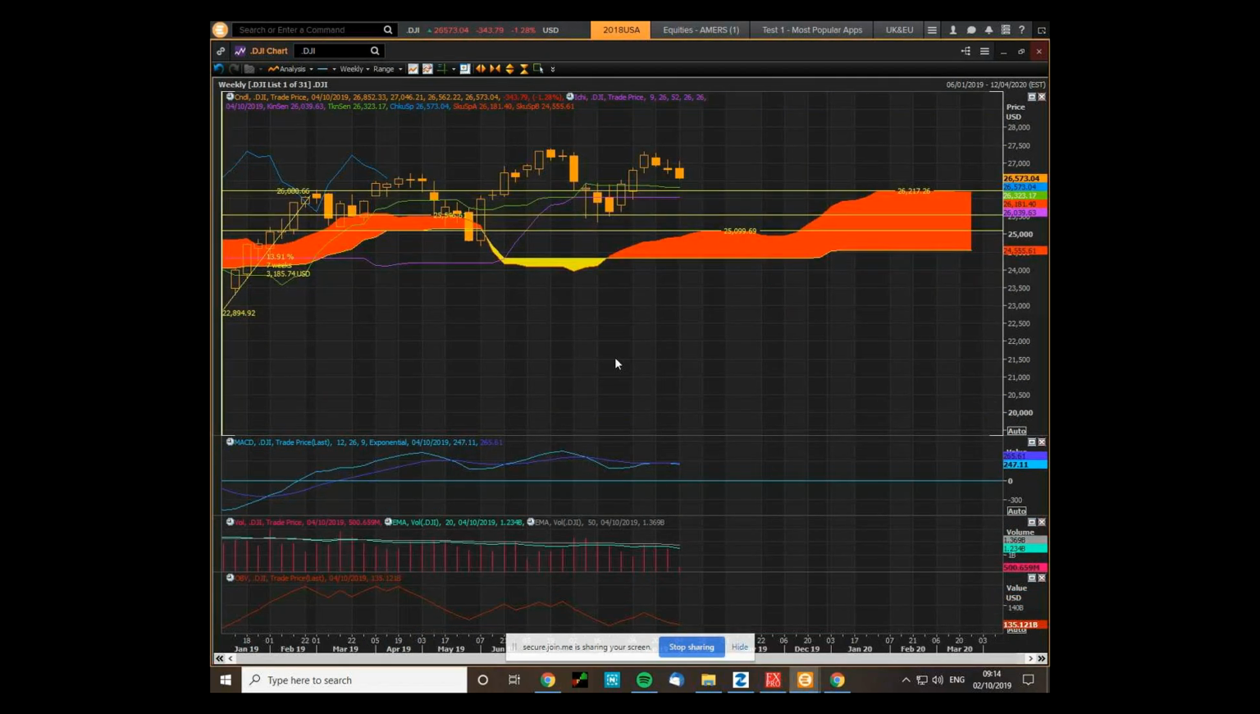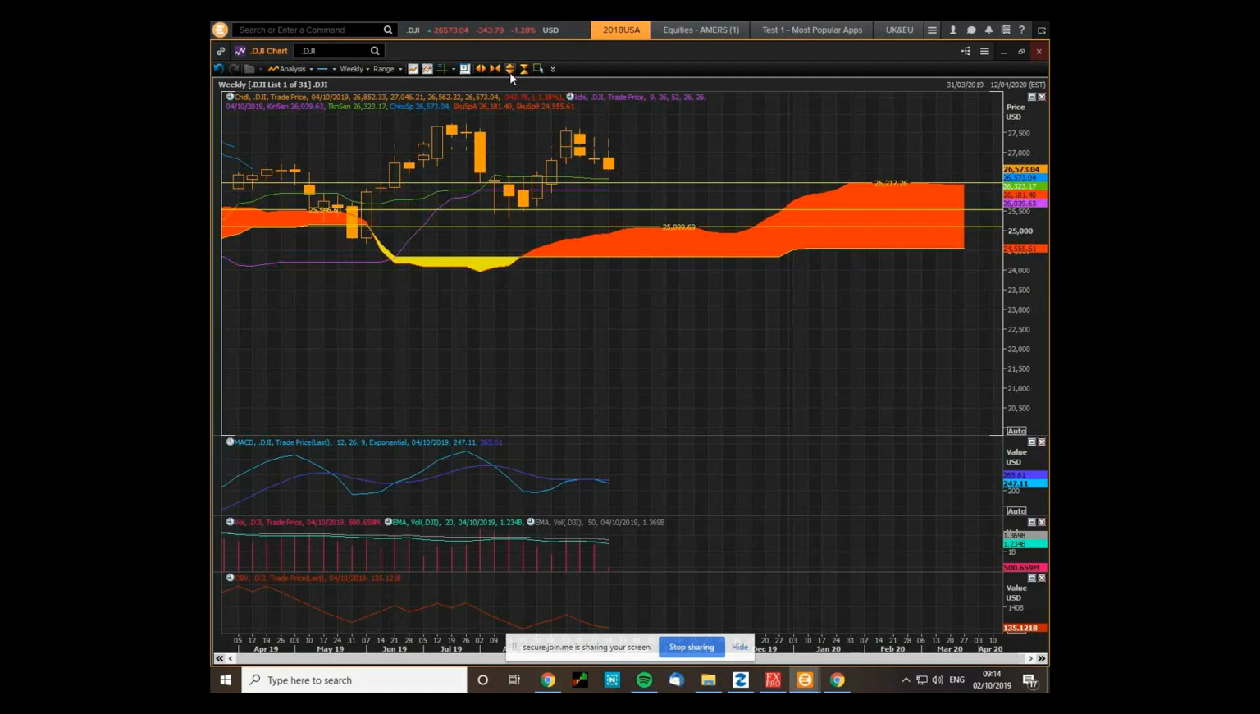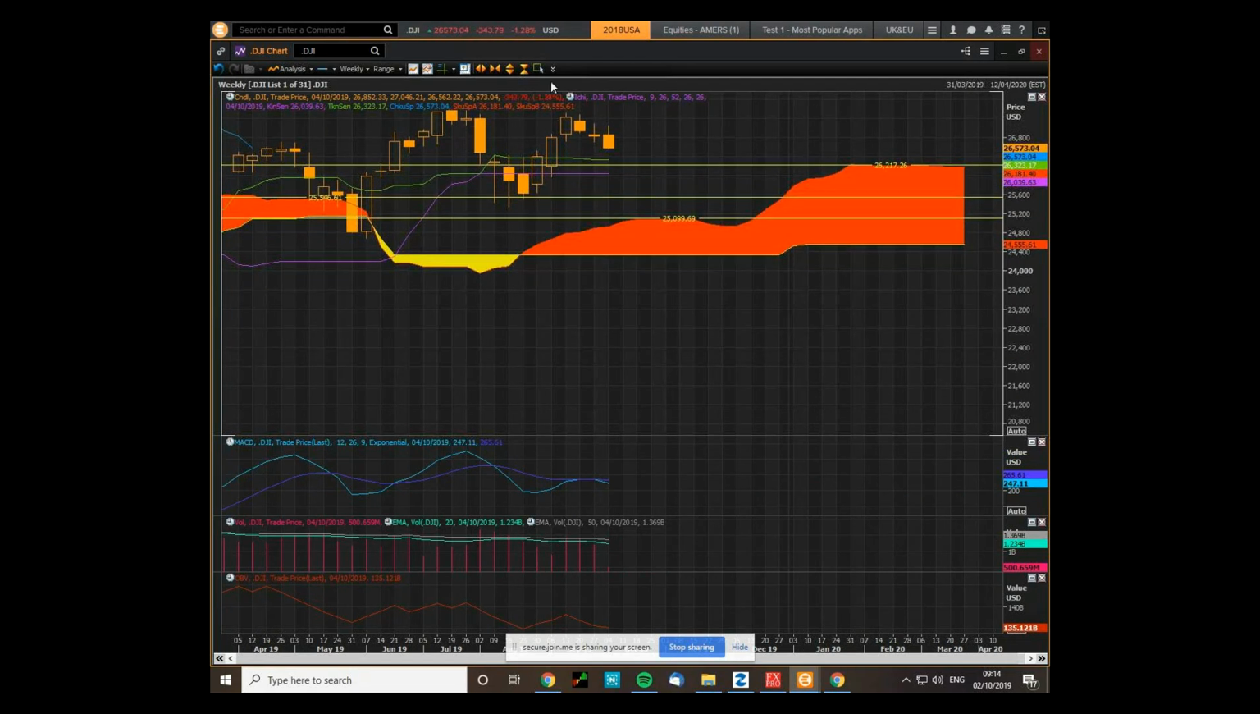So on the weekly chart, you can see the weekly front cloud target. 26.219 is the front end cloud chart support level, which we're looking for to be tested, as well as the standard line here. That's also a key support level, 26.039 or 26.040. So these are the support levels to watch out for on the weekly chart.